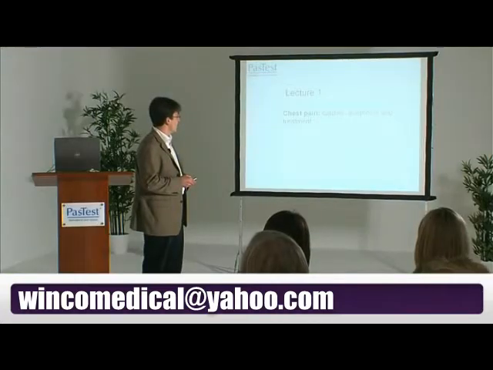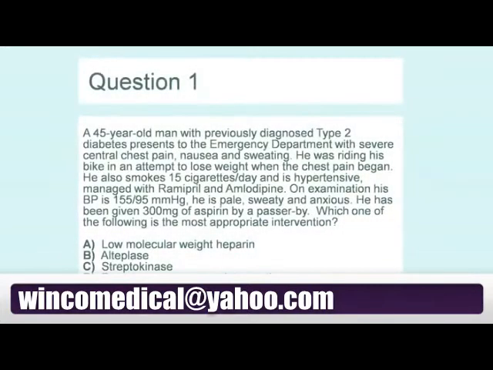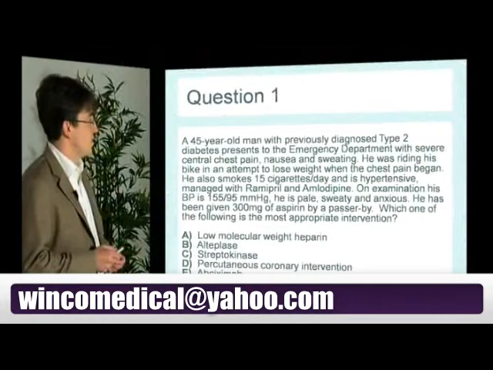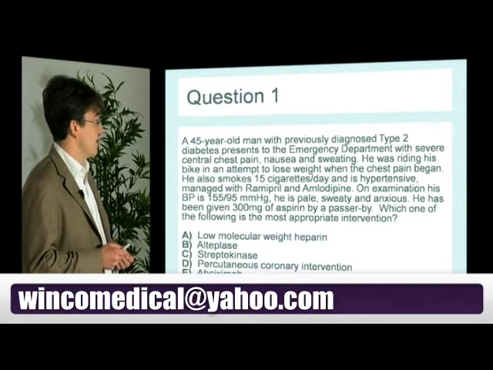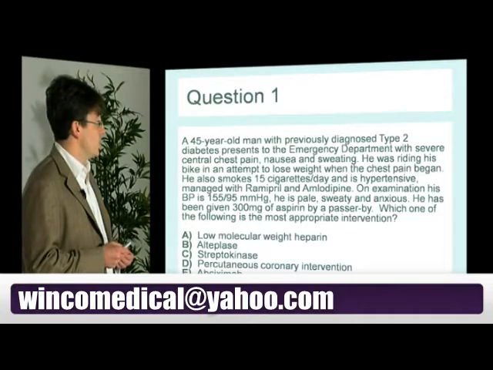So question 1. A 45-year-old man presents with previously diagnosed type 2 diabetes to accident emergency department with severe central pain, nausea and sweating. He has several risk factors and the question goes on to ask what's the most appropriate intervention following this presentation. I'll give you one moment to think about that.